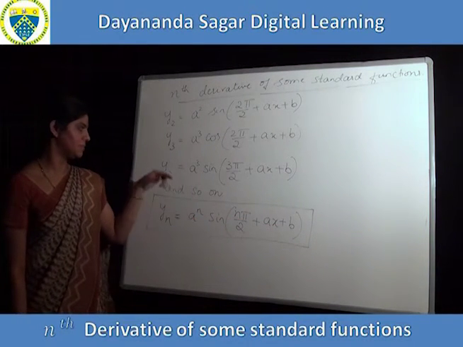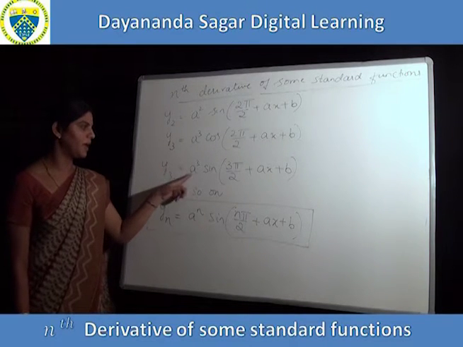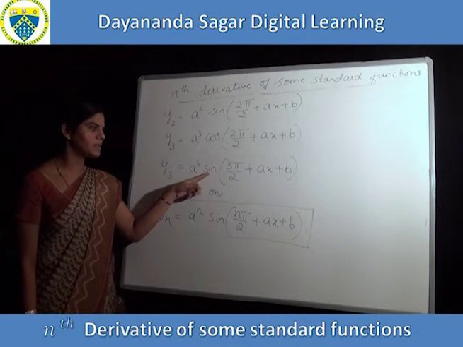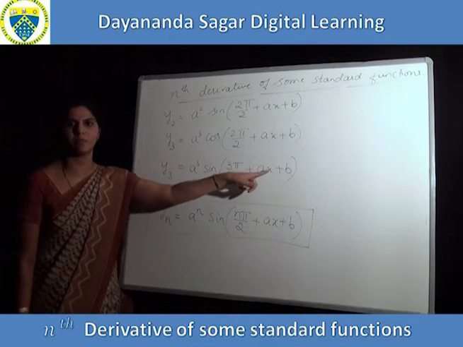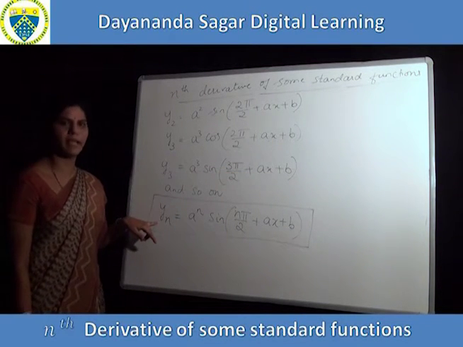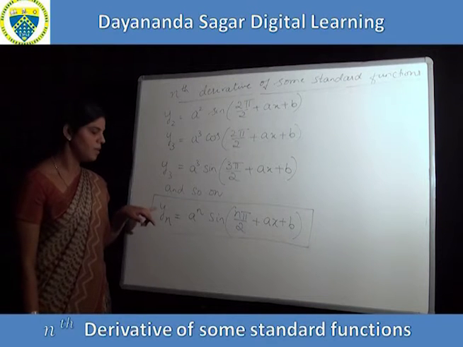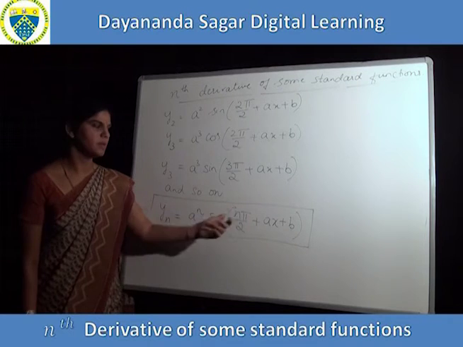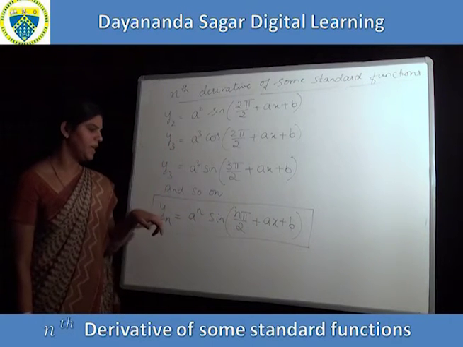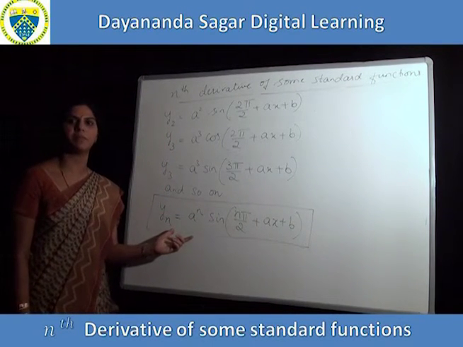So this is written just by saying y3. In y3 you have the power of a as 3 and sine of 3 pi by 2, so you have 3 multiplied by pi by 2 plus ax plus b. Hence we generalize for the nth derivative: yn is equal to a^n into sine of n pi by 2 plus ax plus b, which is the nth derivative of sine of ax plus b.